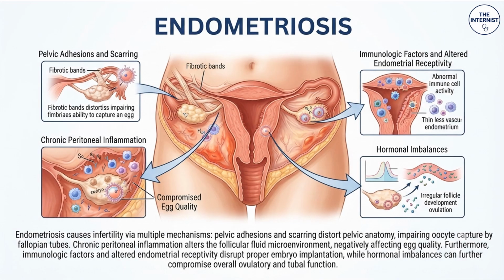Endometriosis causes infertility via multiple mechanisms. Pelvic adhesions and scarring distort pelvic anatomy, impairing oocyte capture by fallopian tubes. Chronic peritoneal inflammation alters the follicular fluid microenvironment, negatively affecting egg quality. Furthermore, immunologic factors and altered endometrial receptivity disrupt proper embryo implantation, while hormonal imbalances can further compromise overall ovulatory and tubal function.